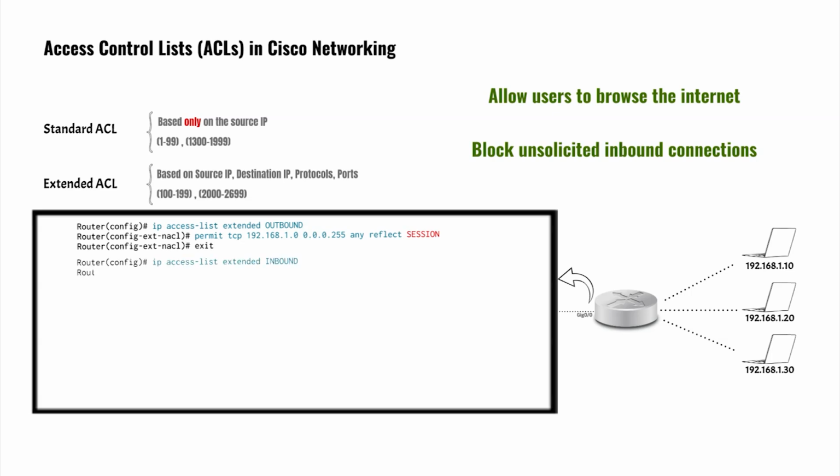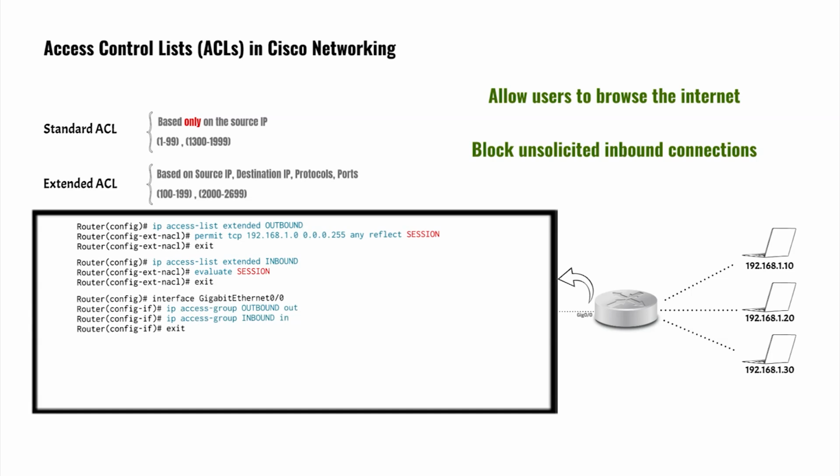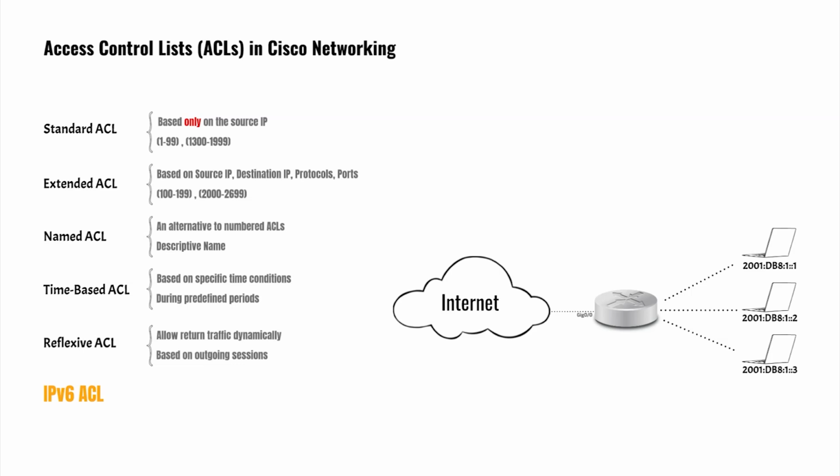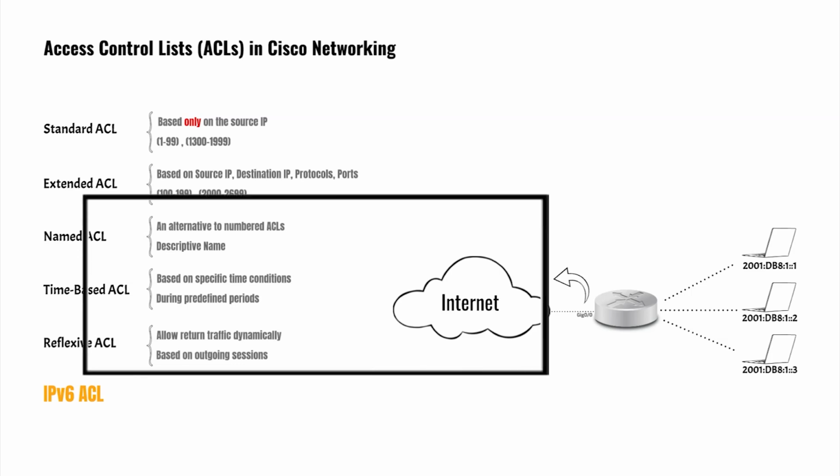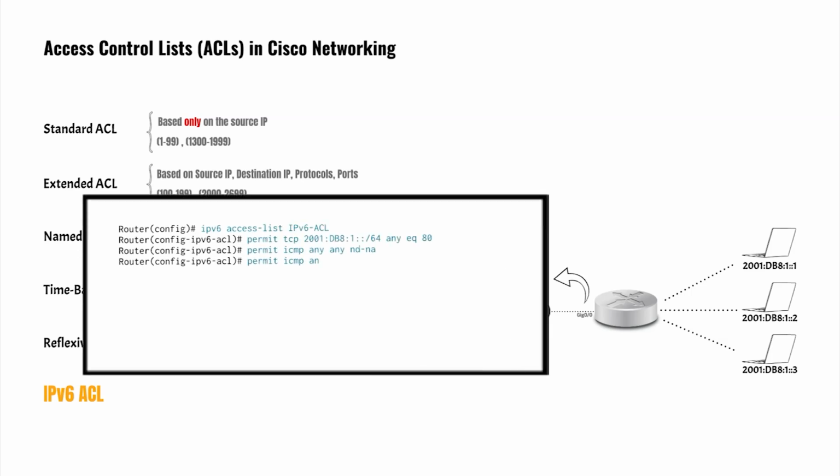The inbound ACL evaluates whether inbound traffic matches an existing session and permits it only if it corresponds to an established outbound connection. These ACLs are applied to the router's Gigabit Ethernet 0/0 interface, controlling both inbound and outbound traffic. This setup provides a stateful filtering mechanism, ensuring that only responses to legitimate outbound requests are allowed back into the network.